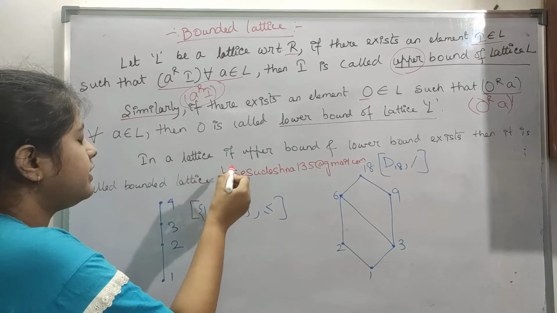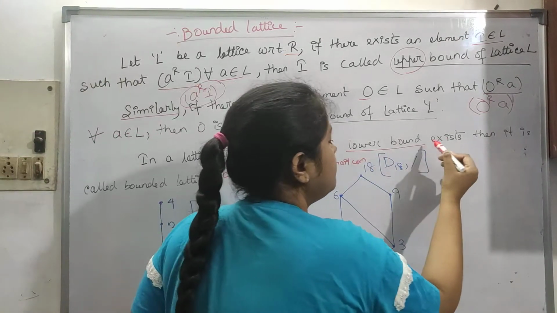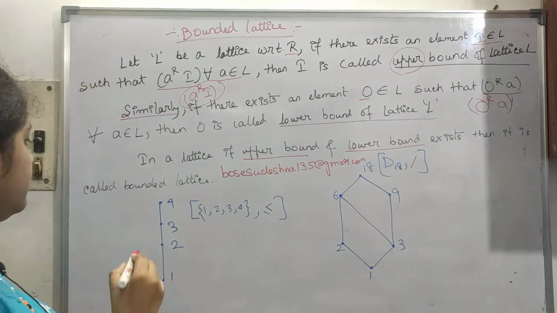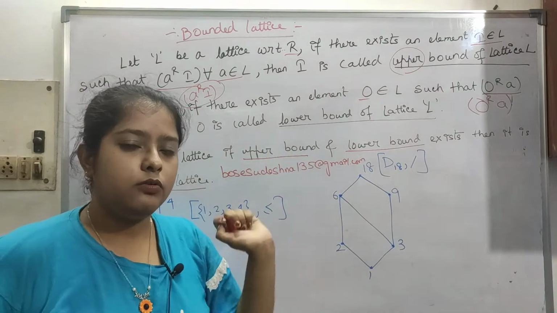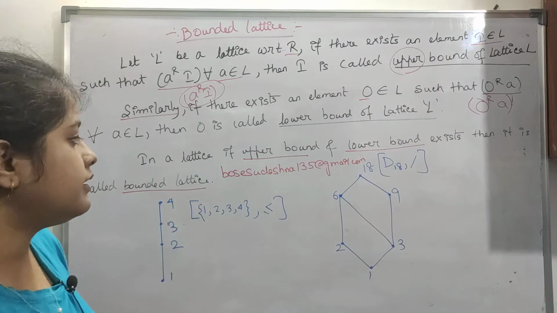So in a lattice, if upper bound and lower bound exist, then it is called bounded lattice. If in a lattice this upper bound and lower bound both exist, then it is called bounded lattice.